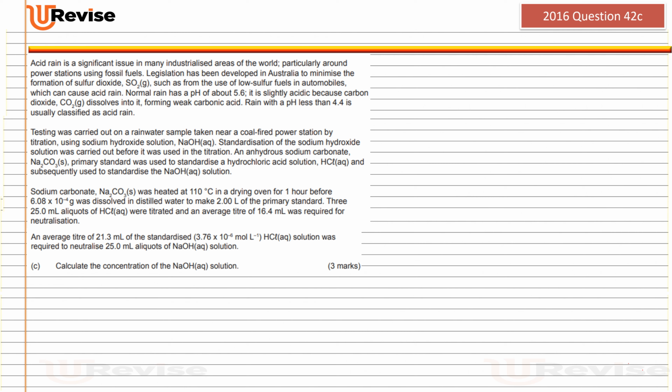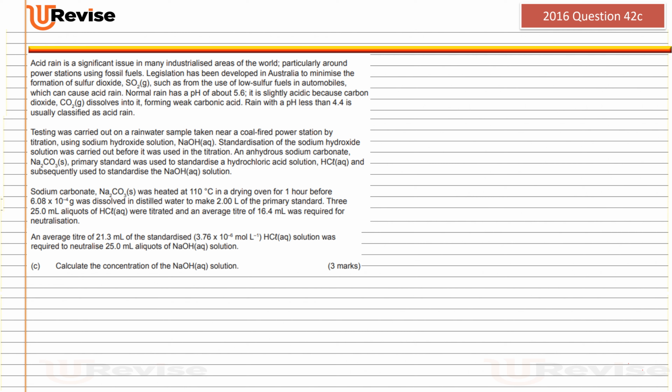325 millilitres of hydrochloric acid were titrated and an average titer of 16.4 milliliters was required for the neutralization. An average titer of 21.3 of the standardized 3.76 HCl solution was required to neutralize 25 milliliters of the sodium hydroxide solution. Calculate the concentration of sodium hydroxide solution, and this was worth 3 marks.